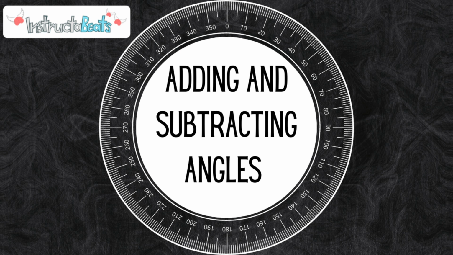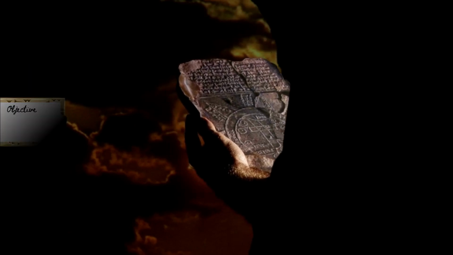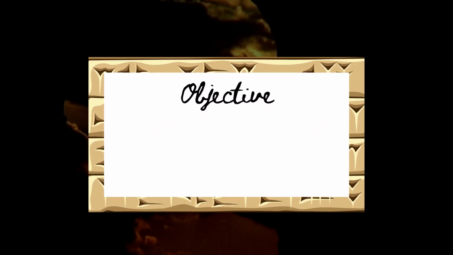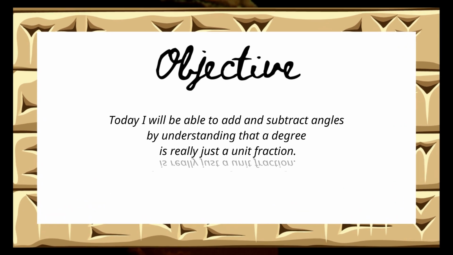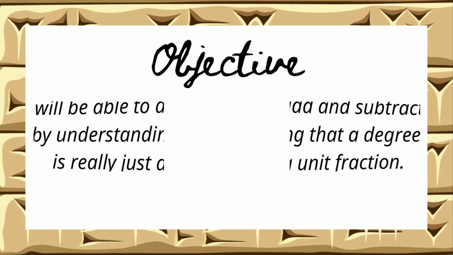Today we're going to be talking about adding and subtracting angles, one of my favorite things to do. So let's unveil our objective today. On our Babylonian tablet objective today, it says: today I will be able to add and subtract angles by understanding that a degree is really just a unit fraction.